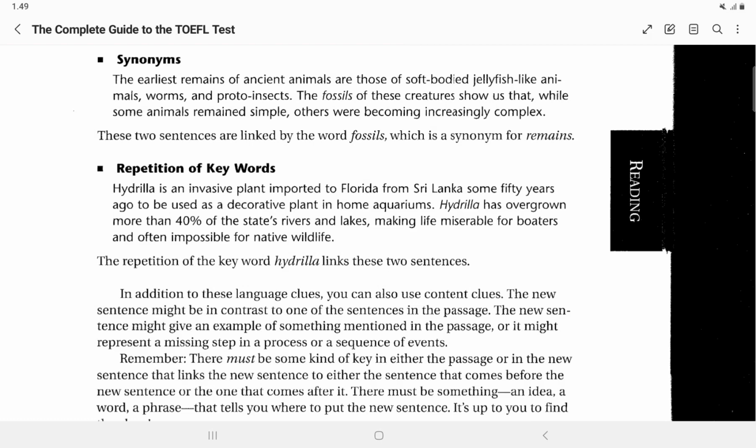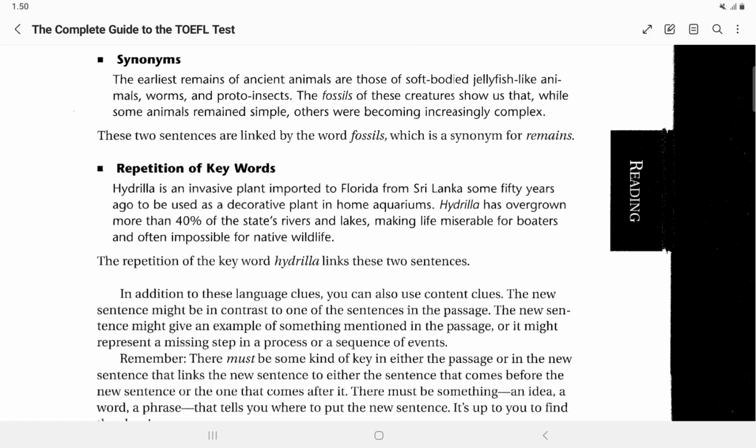Repetition of keywords. Hydrilla is an invasive plant imported to Florida from Sri Lanka some 50 years ago to be used as a decorative plant in home aquariums. Hydrilla has overgrown more than 40% of the state's rivers and lakes, making life miserable for boaters and often impossible for native wildlife. The repetition of the keyword hydrilla links these two sentences. In addition to these language clues, nah ini namanya language clues, lema bahasanya.